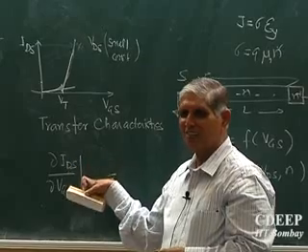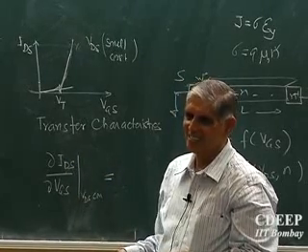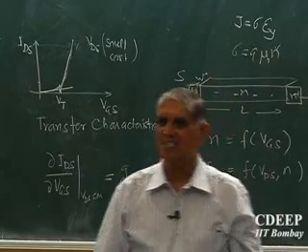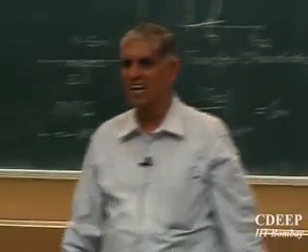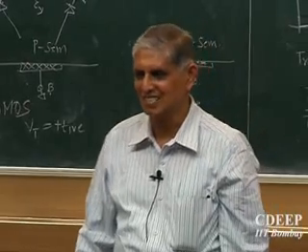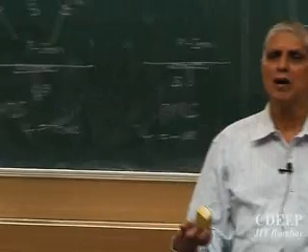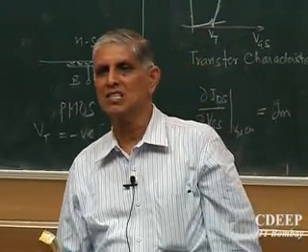Current by voltage, what is it called? Conductance. So it's called transconductance. In all circuits, we are interested in transconductance. How much is the transconductance? Is that clear? So in a circuit, this is the major parameter I need to know, transconductance.